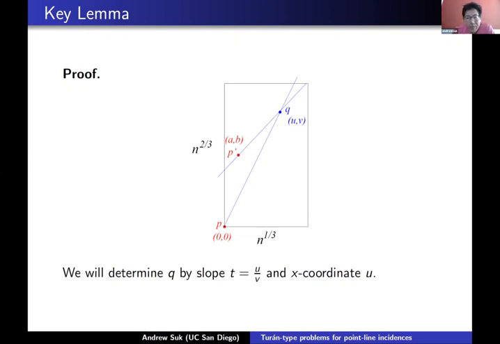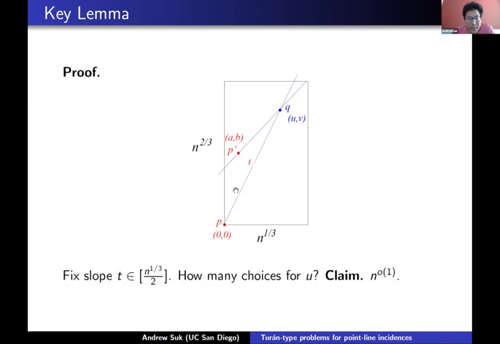So how many choices do I have for the slope? Well, it's a slope from my line set. And remember, all slopes are integers between 1 and this number here. And so basically, there's n to the 1/3 choices for the slope. So let's fix one of those. And so t here will be the slope of this line, which is now fixed. So a, b, and t are fixed numbers now. And now I claim that the number of choices for u, the x coordinate, is going to be very small. So the claim is that it's just n to the little o(1), and then this will prove this key lemma here.